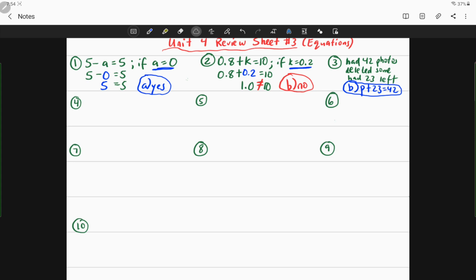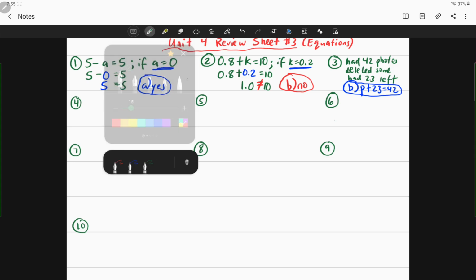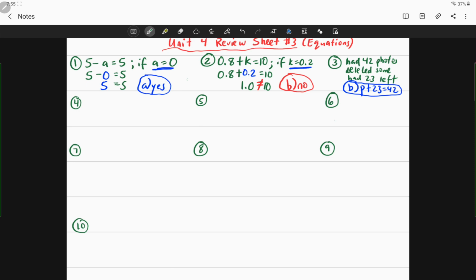Okay, number 4. Number 4 is similar. It gives us a different situation, but we still have to find the equation to represent it. Number 4 says the Vikings scored 7 more points than the Ravens. So let's just take some notes. Vikings are equal to whatever the Ravens had plus 7 points. And we know Vikings scored a total of 34 points.